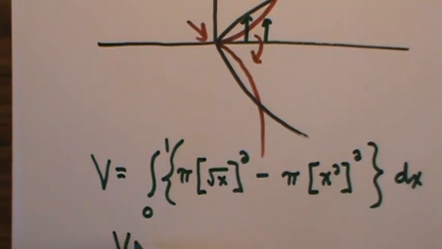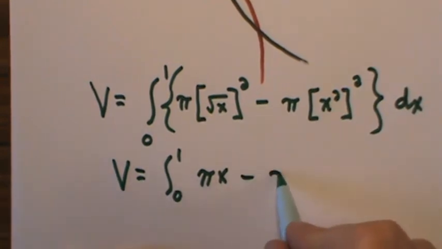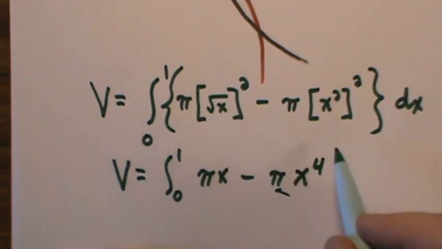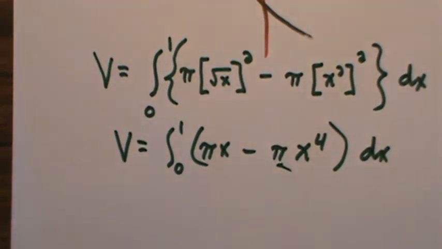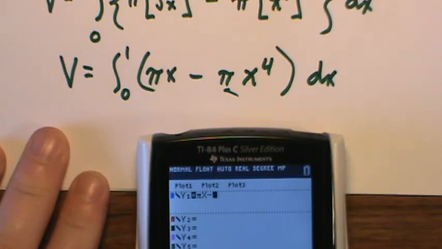Now before I go to my calculator to cheat, I'm going to simplify this a little bit. This will be pi x, because square root of x squared is just x, minus pi. X squared squared is x to the fourth, dx. Now I can go to my calculator and I'll simply type what I have there. I'll do my pi button, x, remember pi is just a number, minus pi x to the fourth.